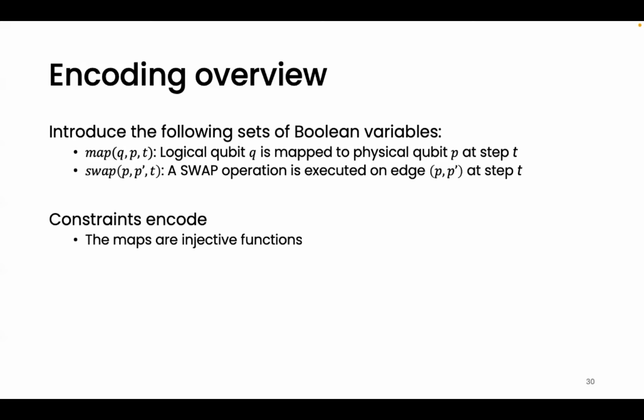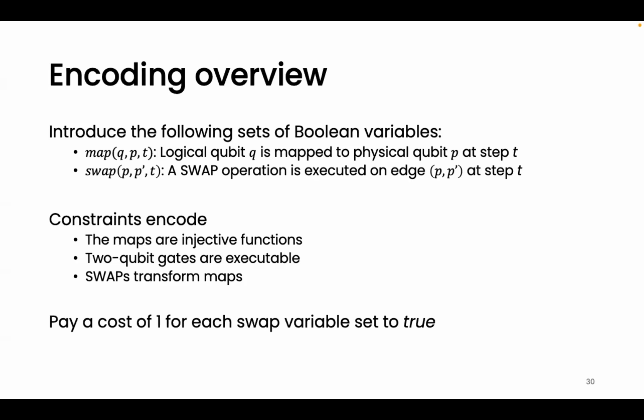And then using these variables, we can encode our constraints that say that the maps have to be injective functions. So each qubit in the circuit has to be mapped to exactly one qubit on the device, and you can't have collisions. And then the 2 qubit gates need to actually be executable. So if we're trying to execute a 2 qubit gate at some time step, then its qubits need to be mapped to adjacent vertices. And then the swaps dictate how we transform the map. So when we want to change our map, we need to set some swap variable to true. And then finally, we encode the optimization objective by paying a cost of 1 for each swap variable that is set to true.